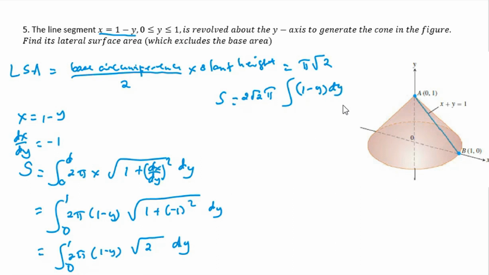So it is now easier to integrate the integrand. So we have 2 square root of 2 pi. The integration of that will become y minus y squared over 2. This will be evaluated from 0 to 1. So by using the fundamental theorem of calculus to evaluate these integrals, it will give us now the answer of pi square root of 2 over 2, which is now equal to the formula for the lateral surface area.